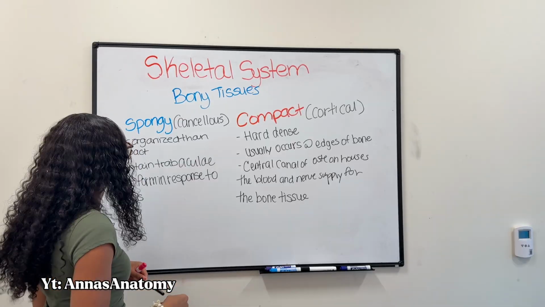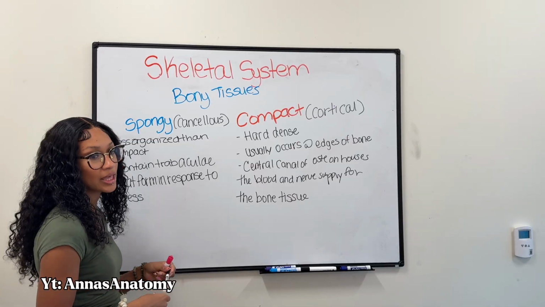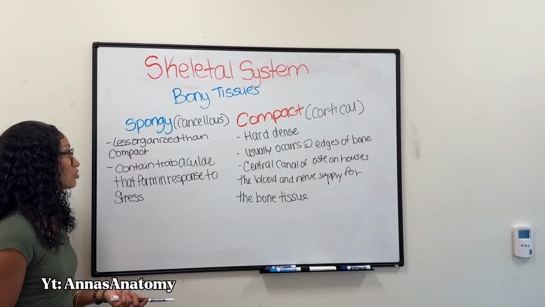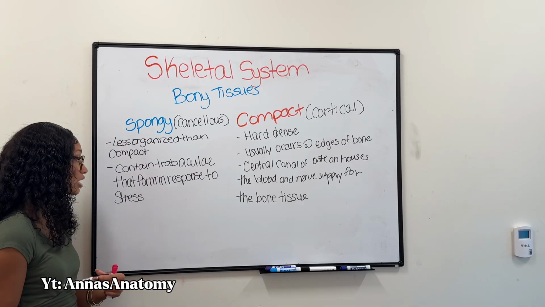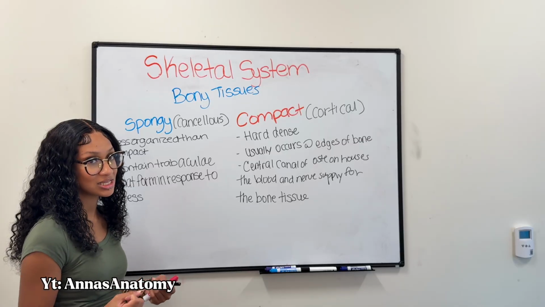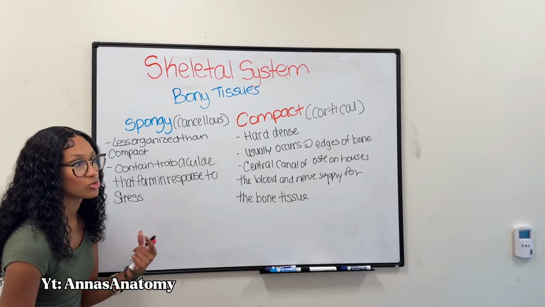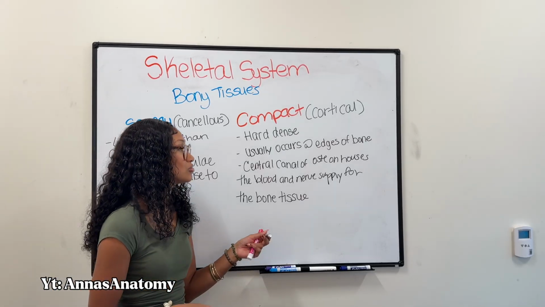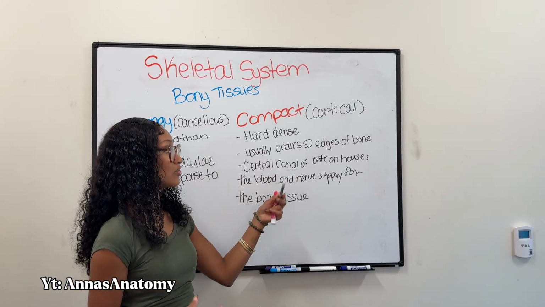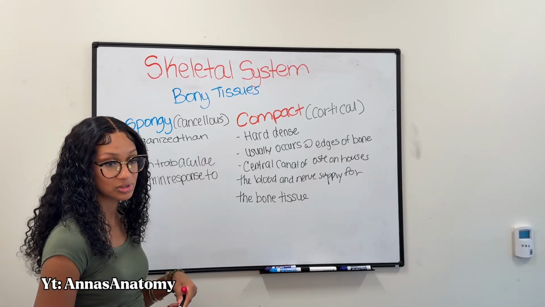Now we're moving on to bony tissues. We have spongy bone, which is also known as cancellous bone, and we have compact bone, which is also known as cortical. Spongy bone is less organized than compact. It contains trabeculae that form in response to stress. Spongy bone literally refers to its name, like a sponge. You could squeeze a bone, more flexible, there's more movement involved in it. And then we have compact bone, which is hard and dense. It usually occurs at the edges of the bone. The central canal of osteons houses the blood and nerve supply for bone tissue. So these are compact bone's characteristics.